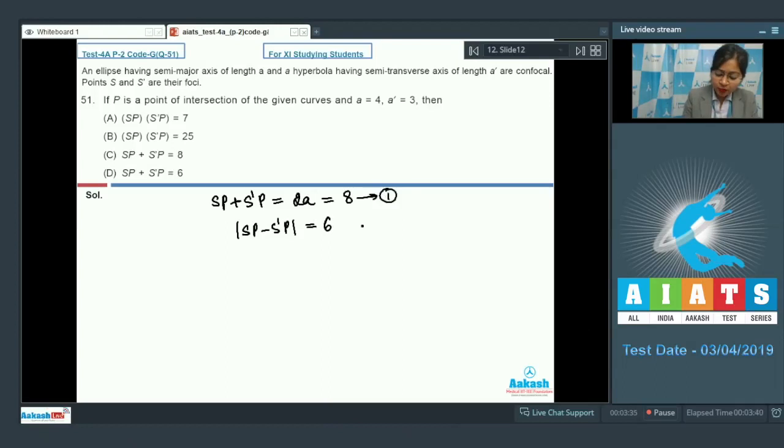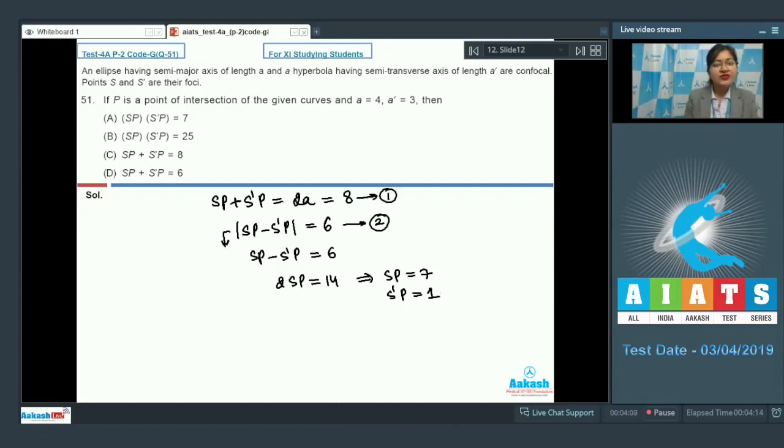Now solving equation number 1 and equation number 2. For simplicity's sake, let us assume it as SP minus S dash P is equal to 6. Now if I add both the equations, then we will get 2 into SP equal to 6 plus 8, that is 14. Therefore the value of SP is equal to 7. Similarly, I can find the value of S dash P equal to 1.